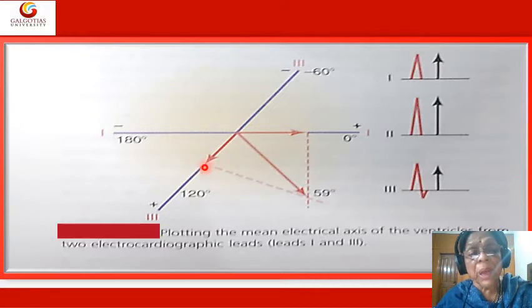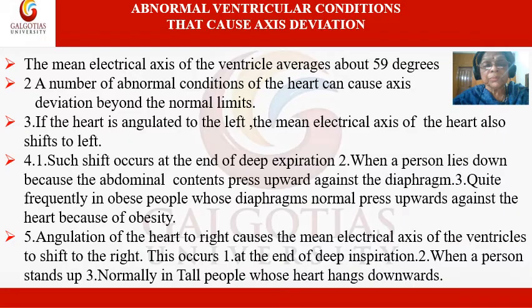we should draw perpendicular from the arrowhead of lead 3 and from lead 1 and the point of intersection. From there we can draw the straight line up to this point. This is actually mean electrical axis, and this is around 59 degree in this case. So, mean electrical axis of the ventricle averages about 59 degrees.